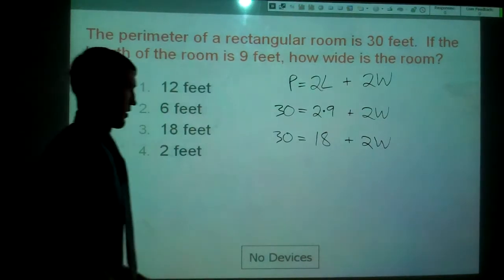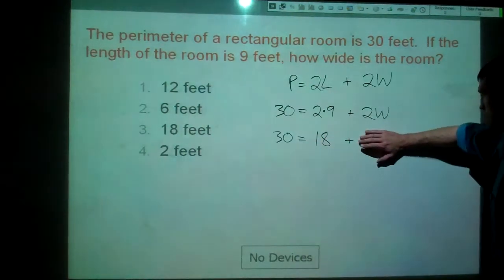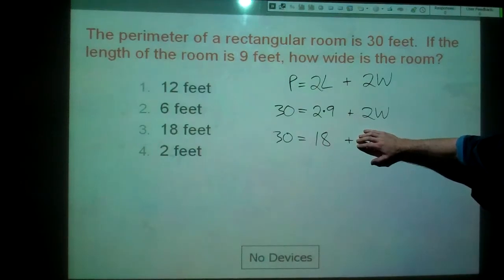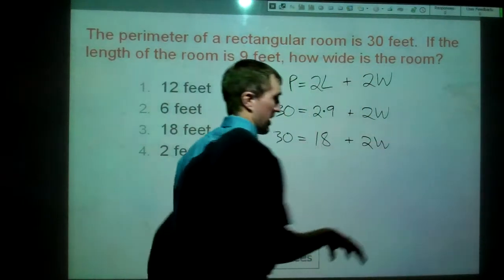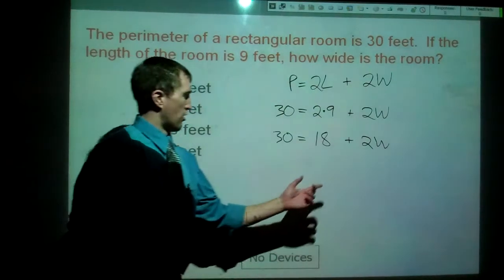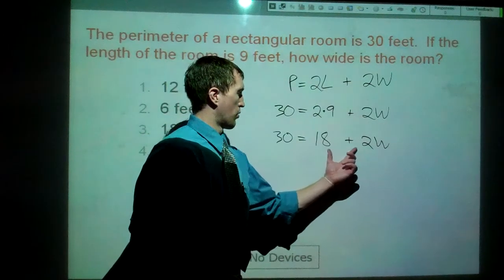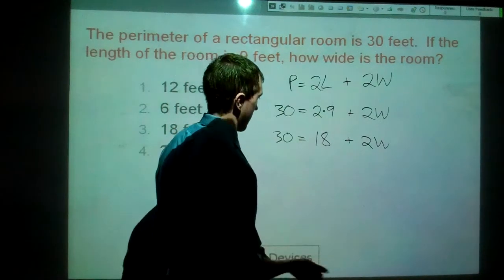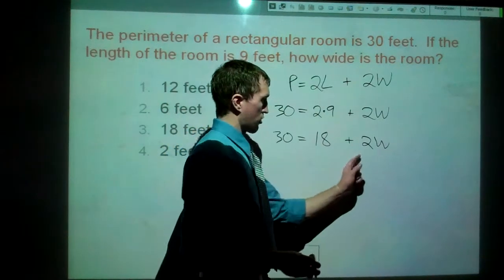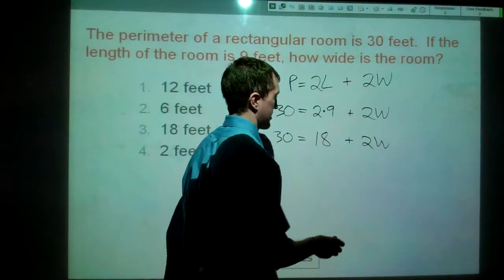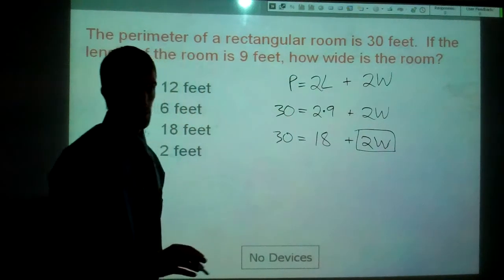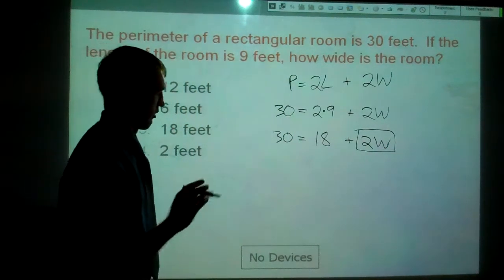So that's always one thing we can do. Cover that up, whatever the variable is and what's attached to it. 18 plus what is going to give us 30? 12, that'll be 12. Now here's how I show that more mathematically. I know that right now we are adding to whatever's over here. I'm going to do the opposite of that. I'm going to subtract. I'm going to subtract 18. Our whole goal is to get 2W by itself. I want to get that alone. Once I get that alone, we're one step closer to figuring this out.